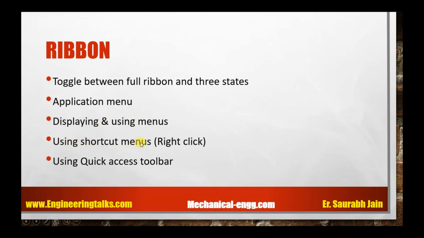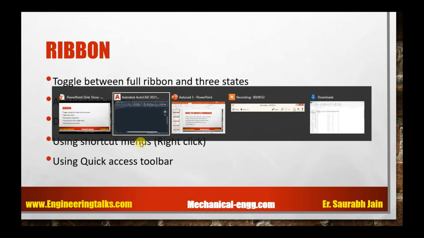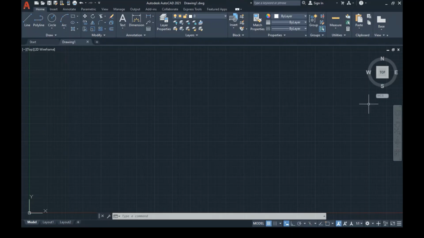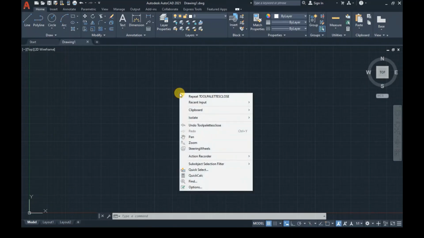Now we talk about using shortcut menus. This is another thing to look at. Whenever you right click, you will get shortcut menus, and it depends on what you are trying to do in the system. Right now there's nothing selected. So if I right click, these are the shortcut menus. I can see clipboard, I can see pan, zoom, recent inputs. If I have any, I can see them over here. So this is the way we can have a shortcut menu.